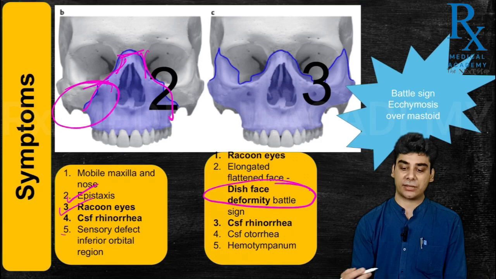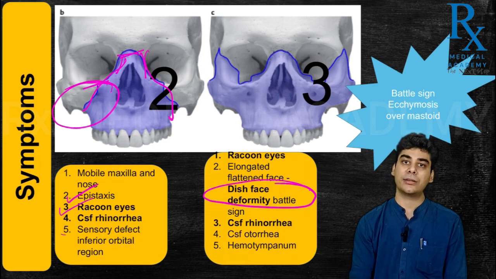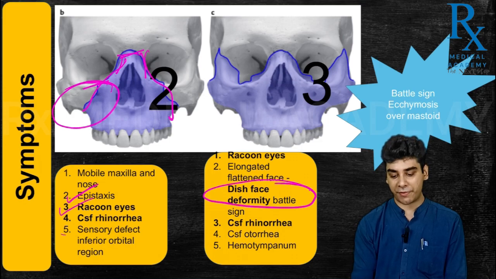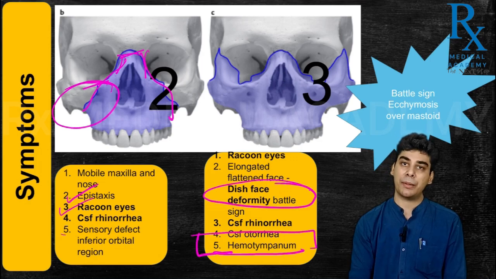Le Fort 3 fracture is a more extensive fracture. इसमें in addition to the already existing symptoms of epistaxis and CSF rhinorrhea, हमको CSF otorrhea भी होगा and hemotympanum भी होगा. मतलब ear canal भी involve हो गया है, इतना extensive fracture है ये आपका, right? So Le Fort 2 और 3 में difference ये आ रहा है कि Le Fort 3 में हमारा ear भी, auditory canal भी involve हो जा रहा है.